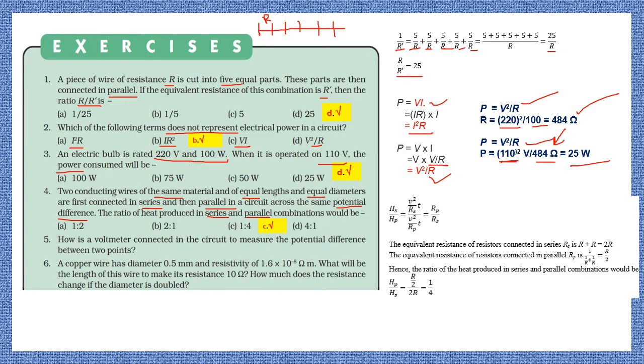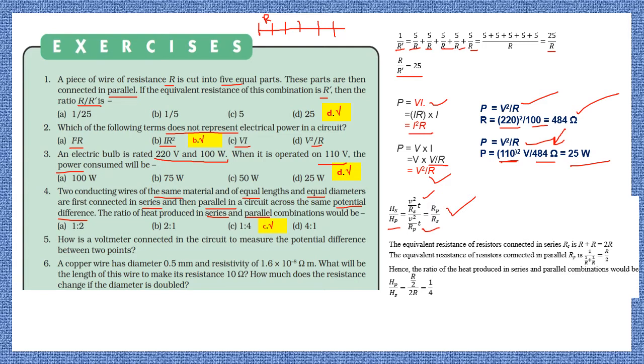See, you know the formula of heat produced. H is equal to V square upon R into T. From where do you remember H is equal to I square RT? From this we have derived H series is equal to V square T upon R series and H parallel is equal to V square T upon R parallel. So V square cut, T cut, and we will get H series upon H parallel, so H series upon H parallel is equal to R parallel upon R series.